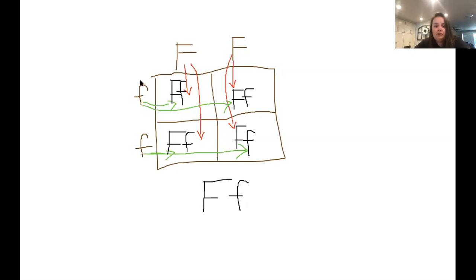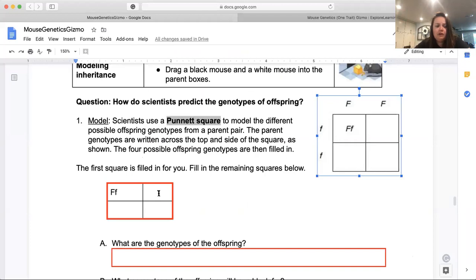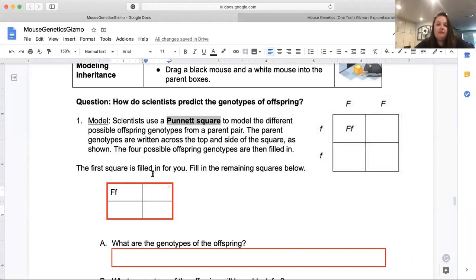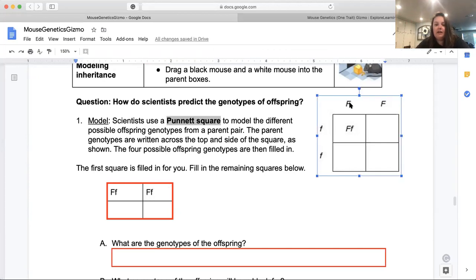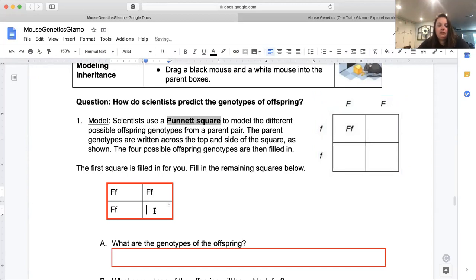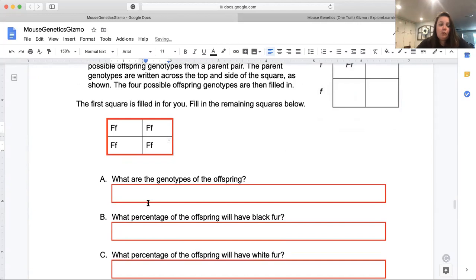So let's go back and look at our document that we've been working on, and we're going to fill in this square here. So we just use that. Remember, you bring the capital F from the top down, and then the one from the left over to the right, so we get the lowercase f, and then we do the same thing here. F goes down, f goes across. Capital F, lowercase f, capital F, lowercase f. What are the genotypes, or what are the allele combinations of the offspring? All of the offspring are capital F, lowercase f.